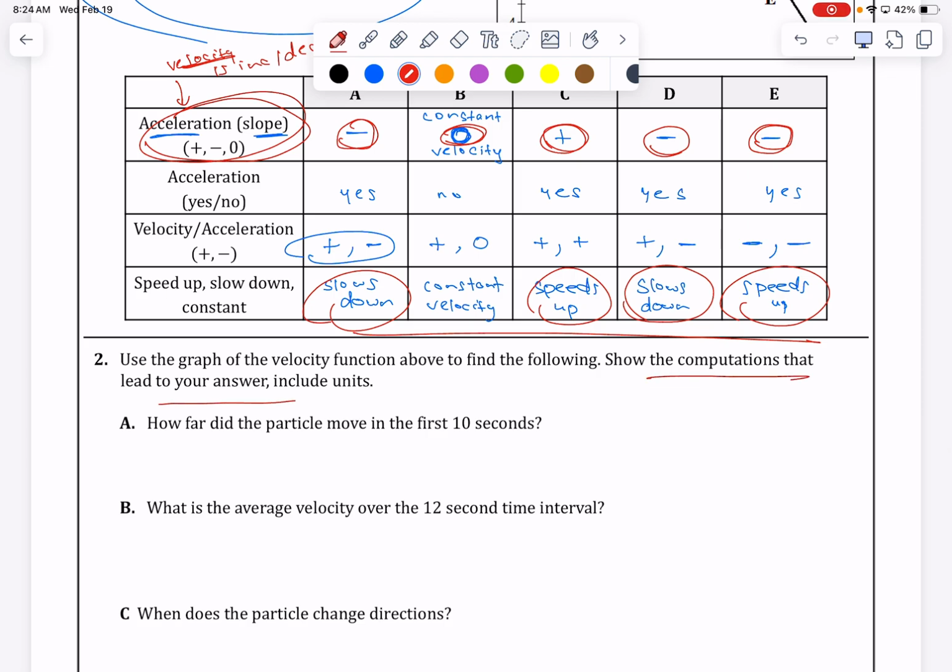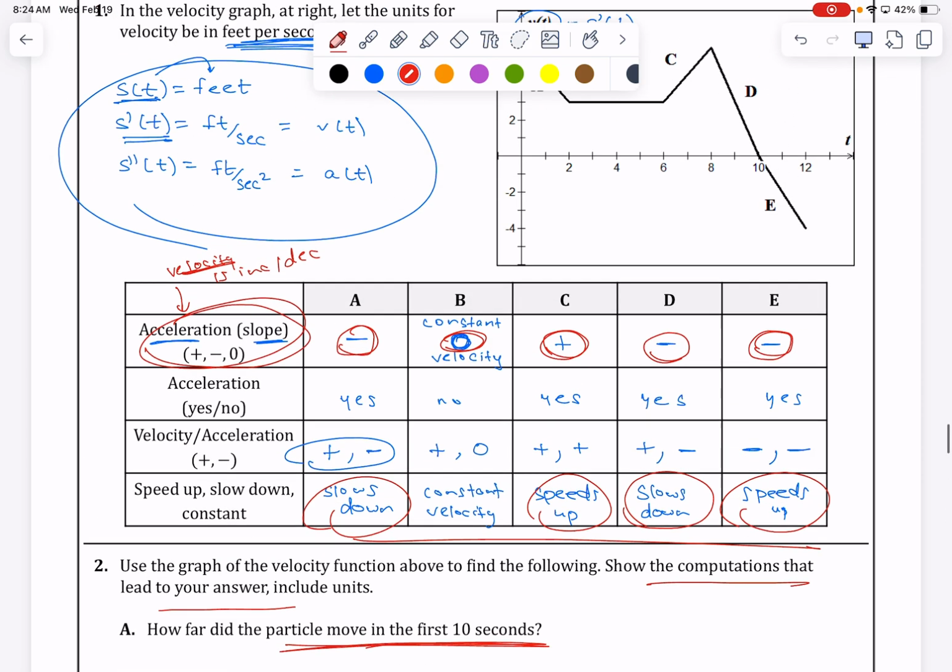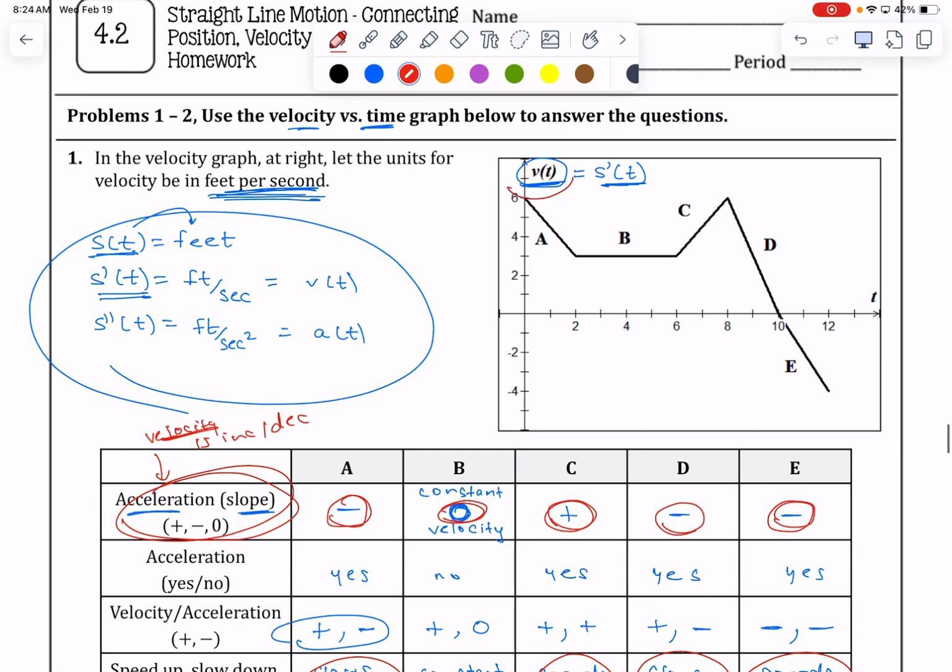All right, use the graph of the velocity to find the following. Show the computations that lead to your answers. How far does the particle move in the first 10 seconds? Does anybody remember, if I give you velocity, how you find the displacement? Area under the curve. So you're going to have to do the area of a trapezoid, the area of a rectangle, and the area of another trapezoid and a triangle.